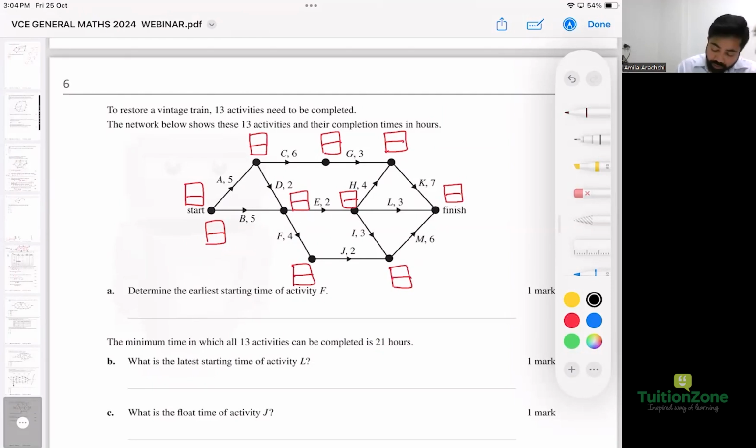All right, so start with the zeros. Five.